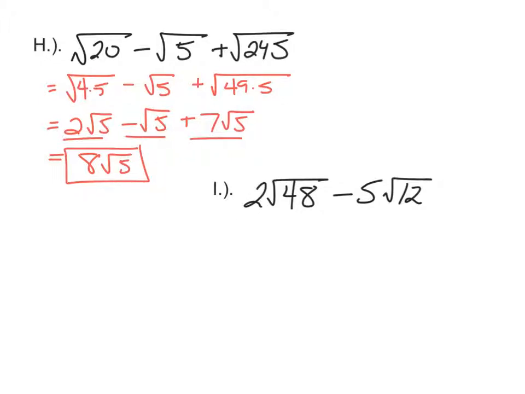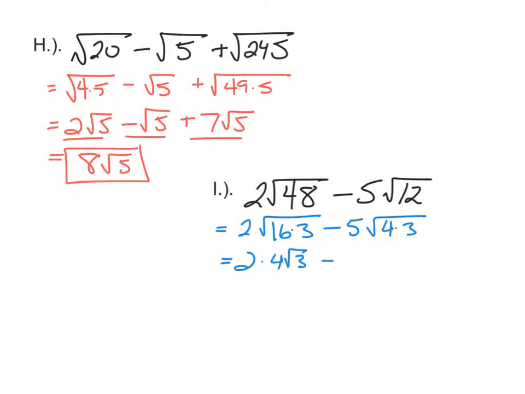Let's do that again in an example I. With this coefficient of 2 out in front, I'm just going to leave it for a little bit. And with 48, I want to find a perfect square factor. 16 times 3 makes 48. And the 12 is 4 times 3. Simplifying each of those roots, we'll have 4 square root of 3 in the first term and 2 square root of 3 in the second term.